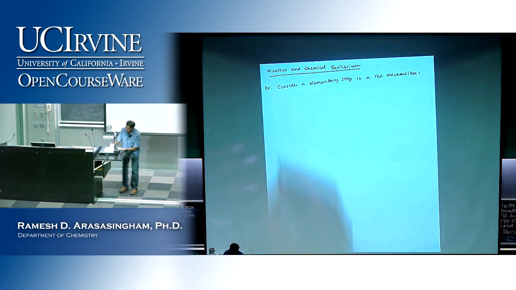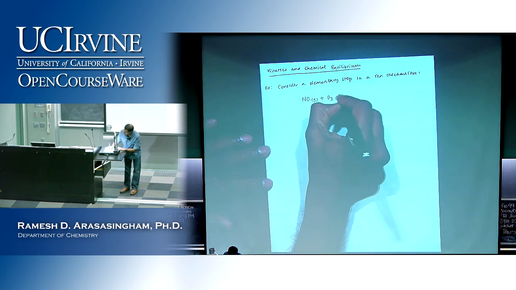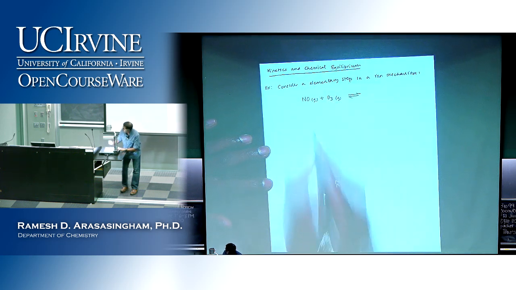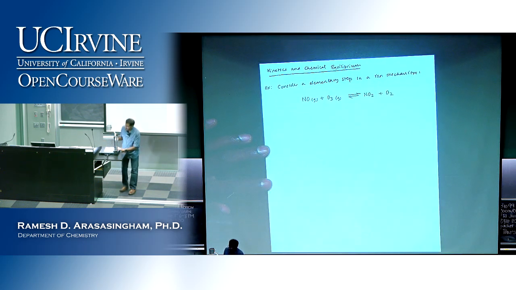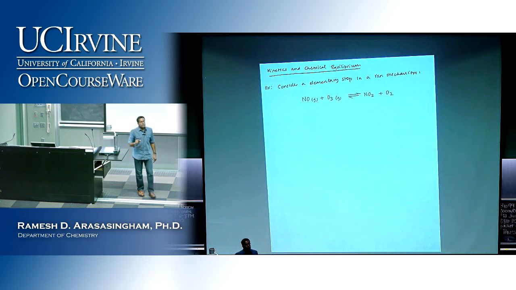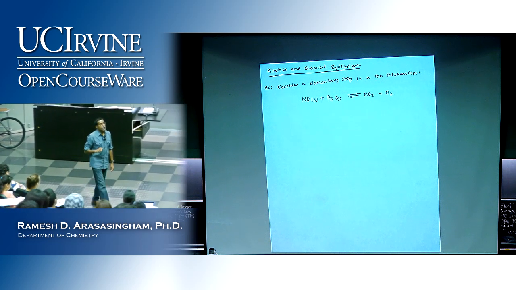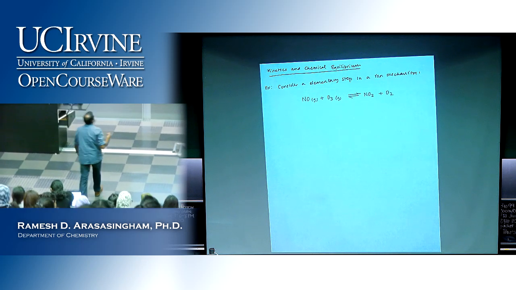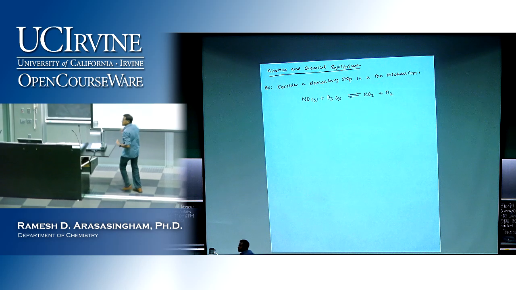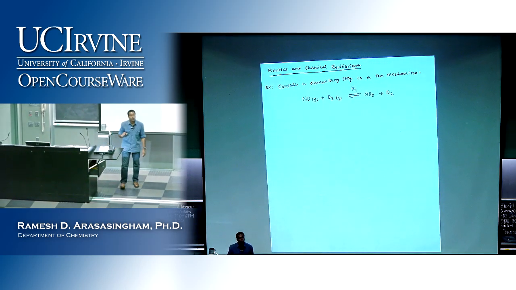We're going to just consider one step in a mechanism, okay? And let's say we're looking at NO plus O3 in equilibrium with NO2 plus O2. All right? So up to this point, we've looked at reactions that proceed only in one direction. When we deal with equilibria, you can see that equilibria deals with reversible reactions. All right? There's a forward reaction, and because there's a rate constant associated with the forward reaction, we're going to call that K sub 1.